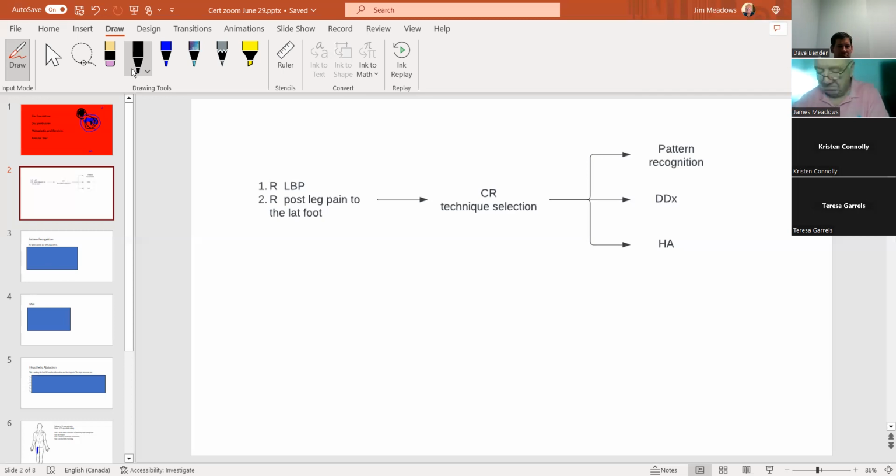Yeah, something I considered was gluteal referral as well with this. Yeah, absolutely. So if we look at the differentials, I don't think pattern recognition is probably the best thing to pick given the information you've got. So you're either going to pick differential diagnosis or hypothetico-deductive. Is that okay?